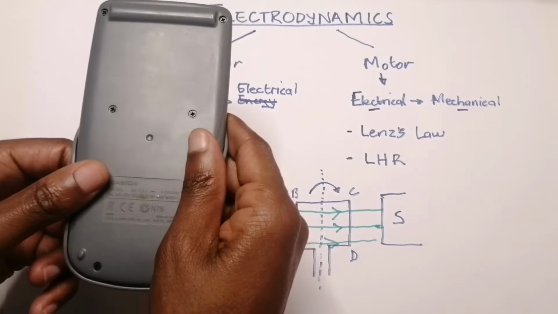And where's the field going? Remember, we said it's north to south. As a result, where would be the direction of the current? Now I'm going to do it. Again, we said this is going down the page.